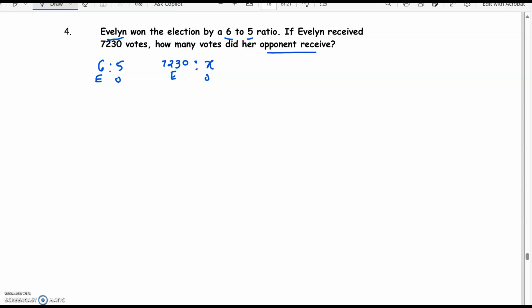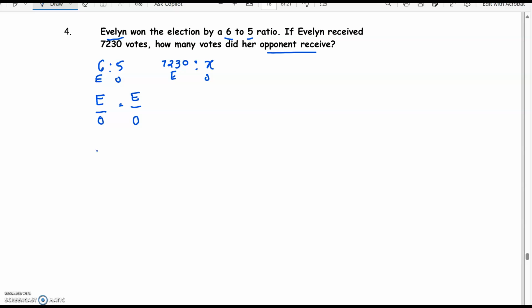So here we are counting votes. And what are the two quantities we are comparing? We are comparing the votes that Evelyn got and the votes that her opponent got. So Evelyn over opponent equals Evelyn over opponent. That's what your equation or proportion is going to look like.